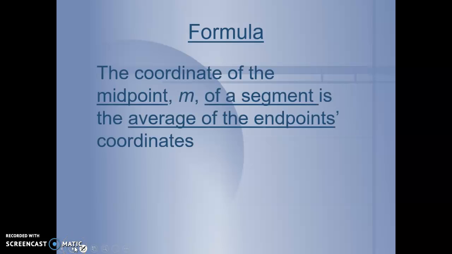We also have a formula to help us find the middle of a segment. We call this point the midpoint. The coordinate of the midpoint, which is denoted with an M, of a segment is the average of the endpoints' coordinates. So our formula is midpoint M equals A plus B divided by 2.